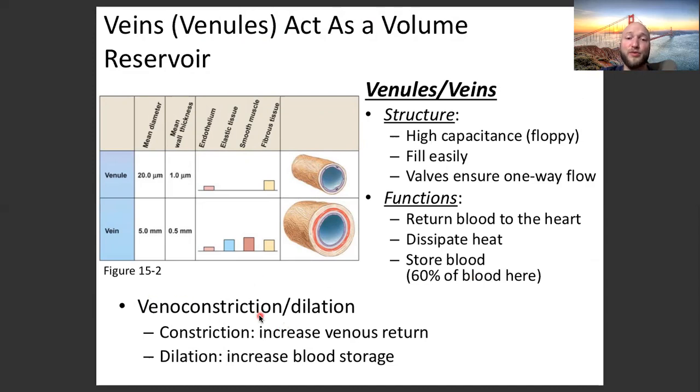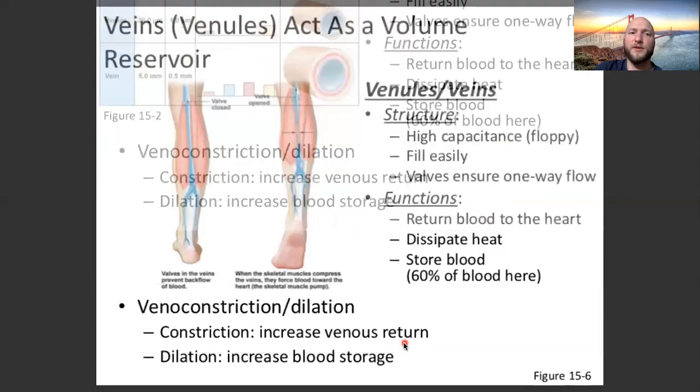Veins can constrict and they can dilate. When veins constrict, it increases venous return, which means they help push blood back to the heart. They increase their pressure, though it still remains low pressure in the atria and the ventricles at the right time of the cycle. So you constrict the veins, it increases the pressure, and it pushes that blood back towards the heart. It can't flow the wrong way because of the valves. Then dilation will increase blood storage and decrease venous return.